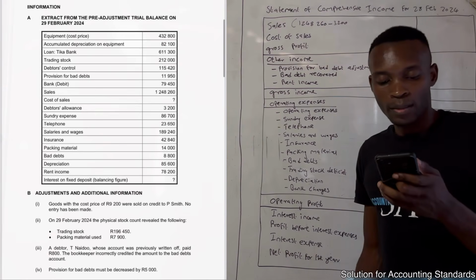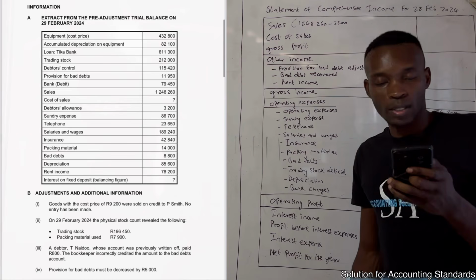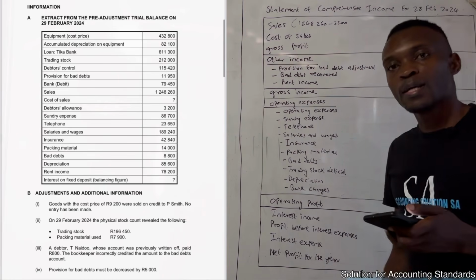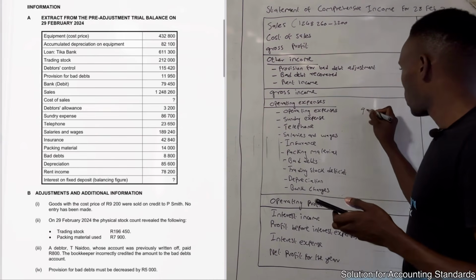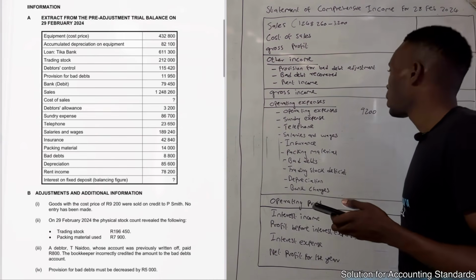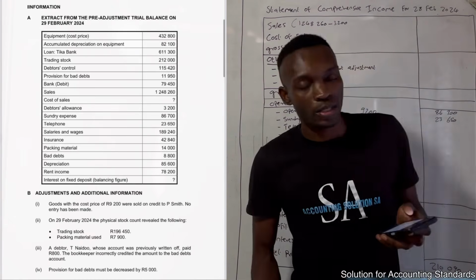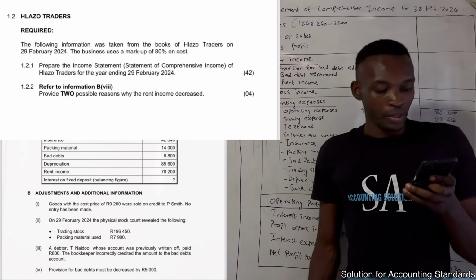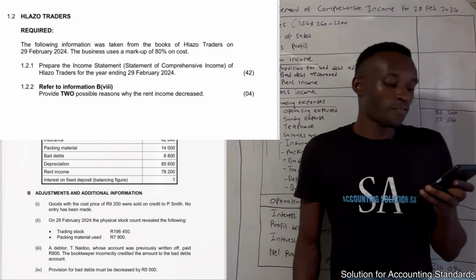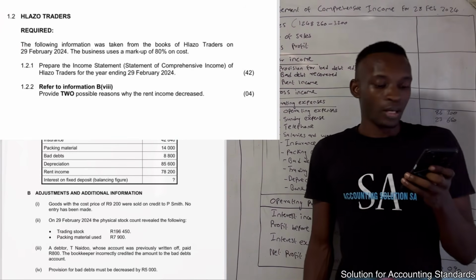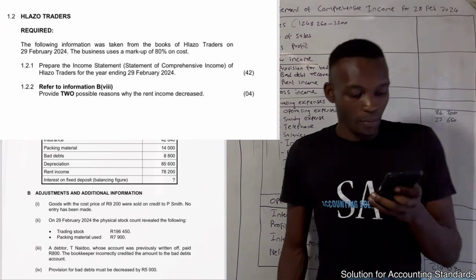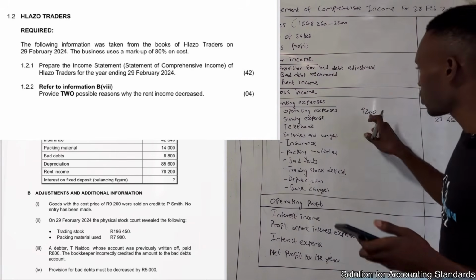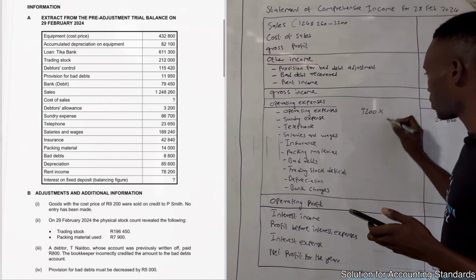But guys, here the problem is that they give us only 9,200 of cost price. We don't record cost price here. Cost price is like cost of sales. We must convert this 9,200 into what? Into selling price. Remember, at the beginning, they gave us a markup. They said the following information was taken from the books of Lazo Traders on 29 February 2024, and the business used a markup of 80%. We have to convert this into our sales because this is a cost of sales.